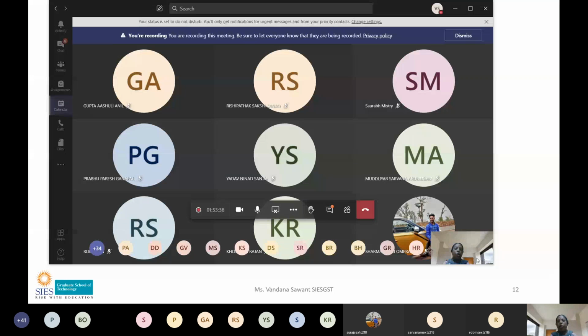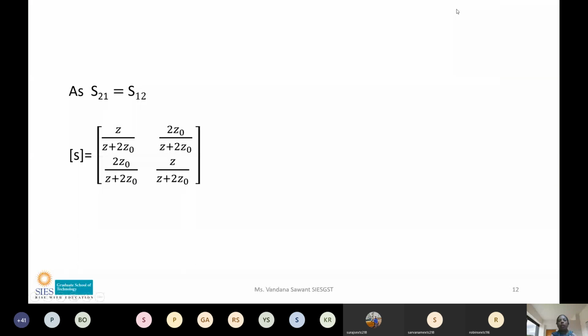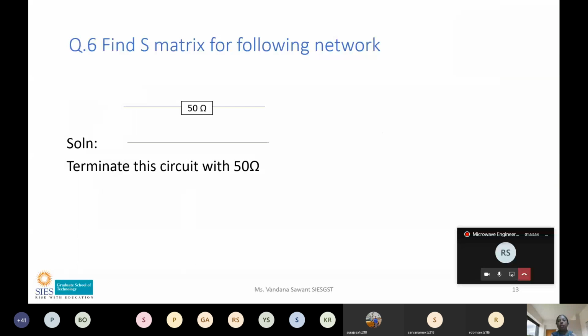So now we will move to the next one. I want to give it for you. Find the S matrix for the following network. Now here the network is given, that is a series network, and it is of 50 ohm. Series network where the impedance is 50 ohm. Just all of you write down this question. Series network with the impedance equal to 50 ohm.